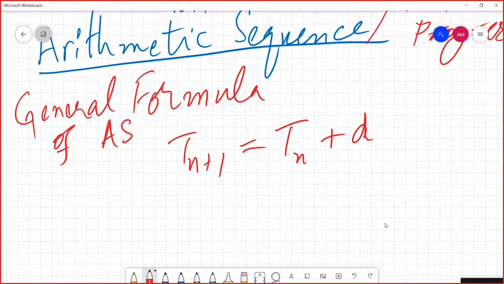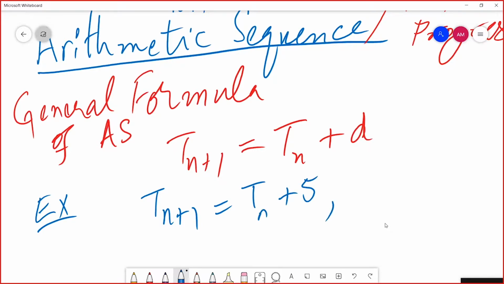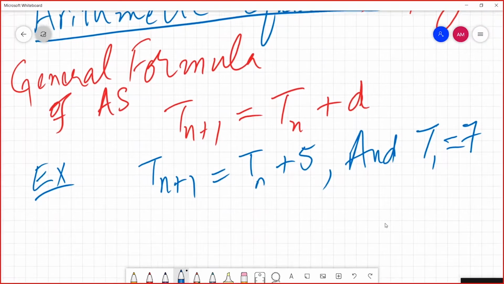And if we know the first term, we can write the full sequence. Let me see. If I give you a question example, let's see one example. The example says the arithmetic sequence has a formula Tn plus 1 is equal to Tn plus 5, and we are given T1 is equal to 7. Can you help me to write this sequence?